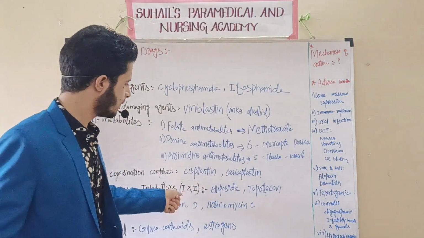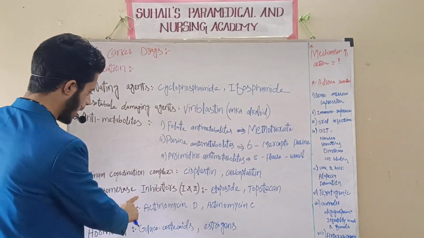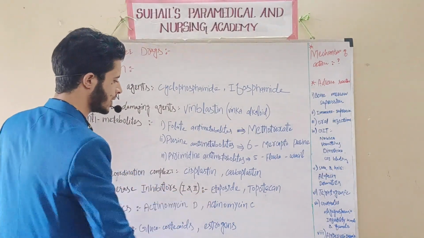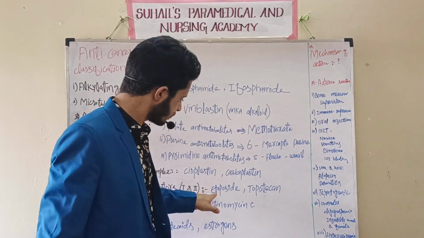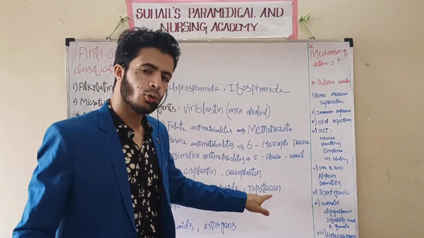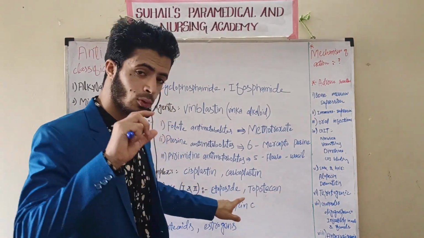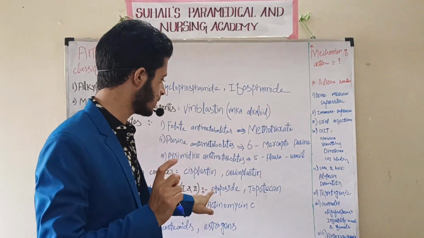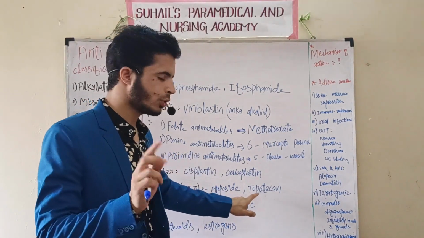Topoisomerase inhibitors first and second. The examples are etoposide and topotecan. You can pronounce it a different way, but I am pronouncing it this way. Etoposide, topotecan.